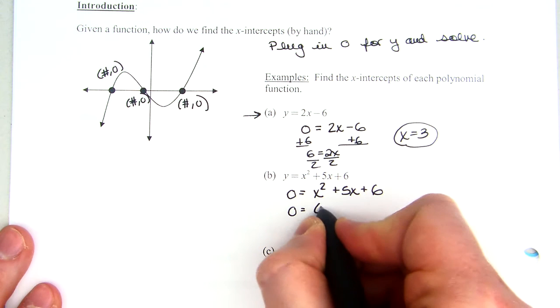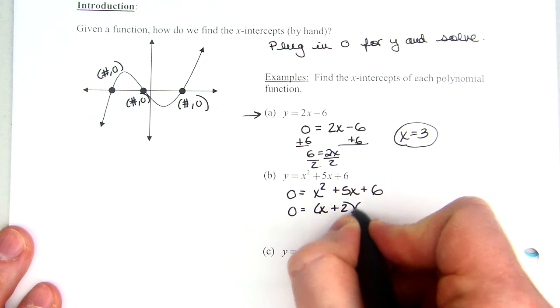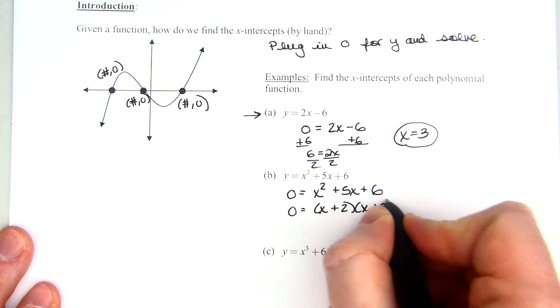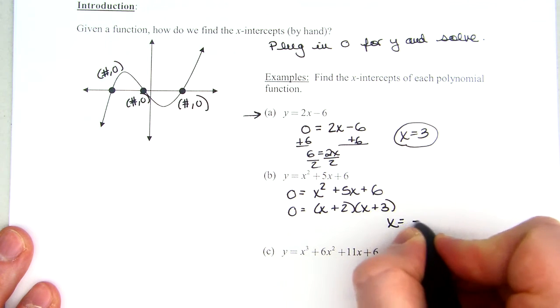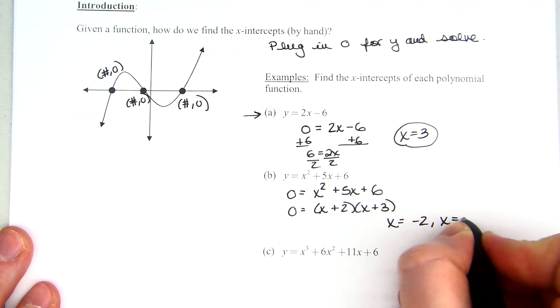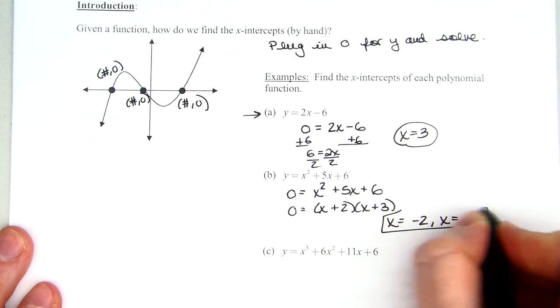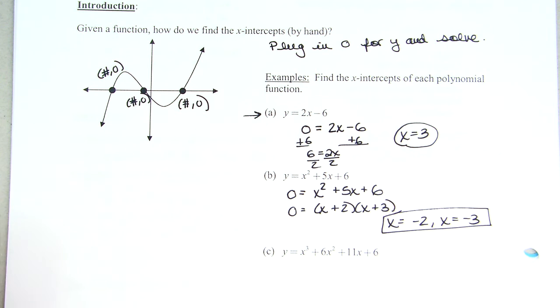Multiply to 6, add to 5, I think that's x plus 2, x plus 3. So I'm getting 2 x-intercepts, x equals negative 2, x equals negative 3. And then if I was graphing this, I could plot them and all that good stuff.